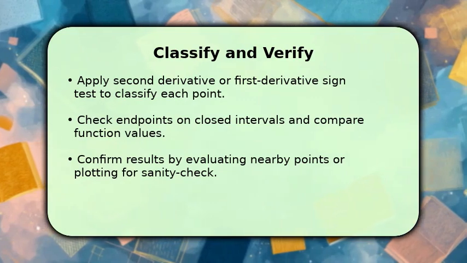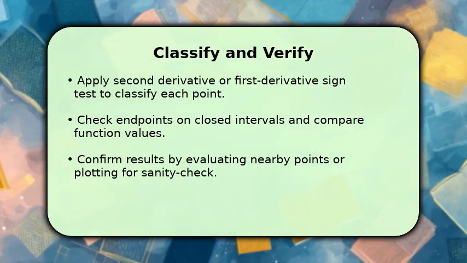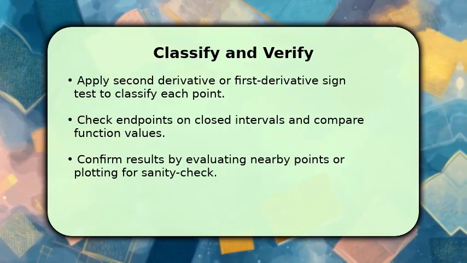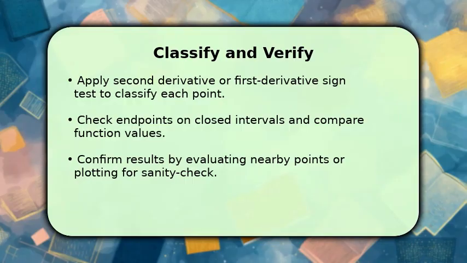Finally, classify each candidate. If f double prime at the point is positive, you have a local minimum. If negative, a local maximum. If 0, use the first derivative sign test or higher derivatives.